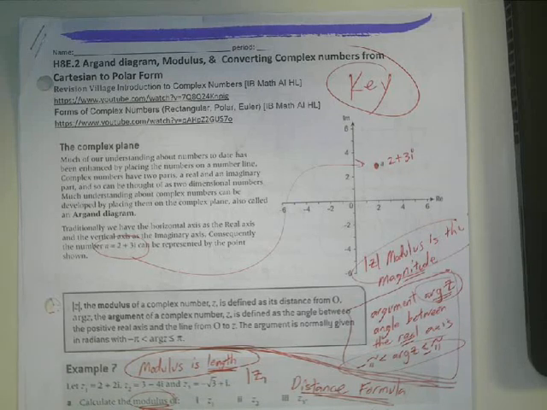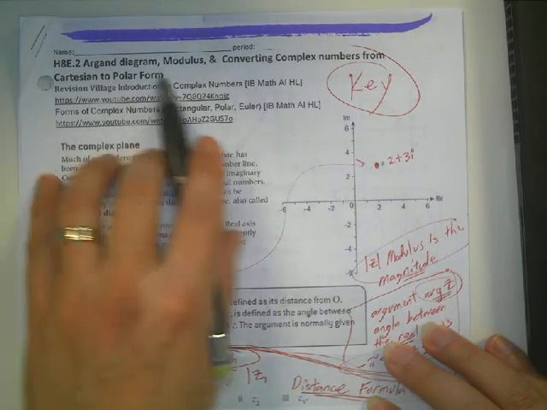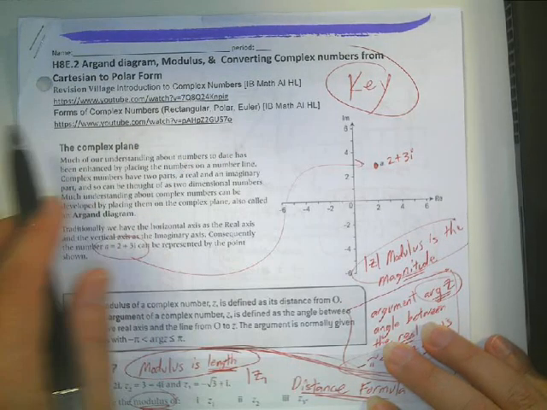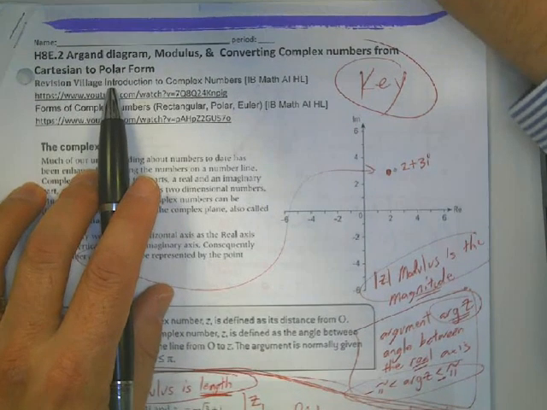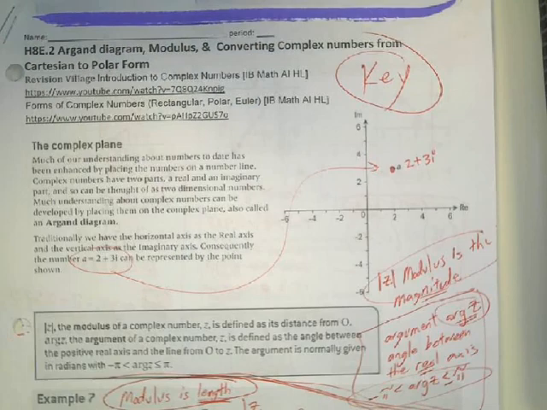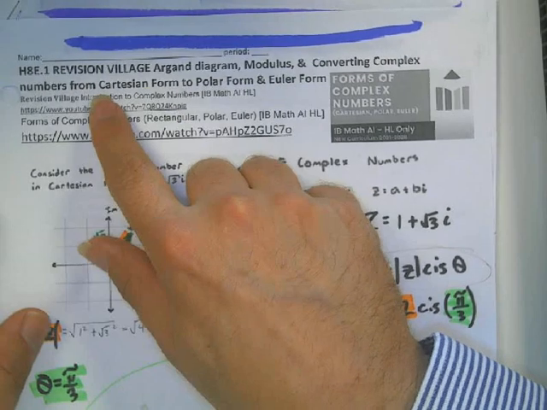Okay, we're going to talk about Argand diagrams, modulus, and converting from Cartesian to polar and also from polar to Cartesian. Before doing this assignment, you should have done the H8E assignment with Revision Village.